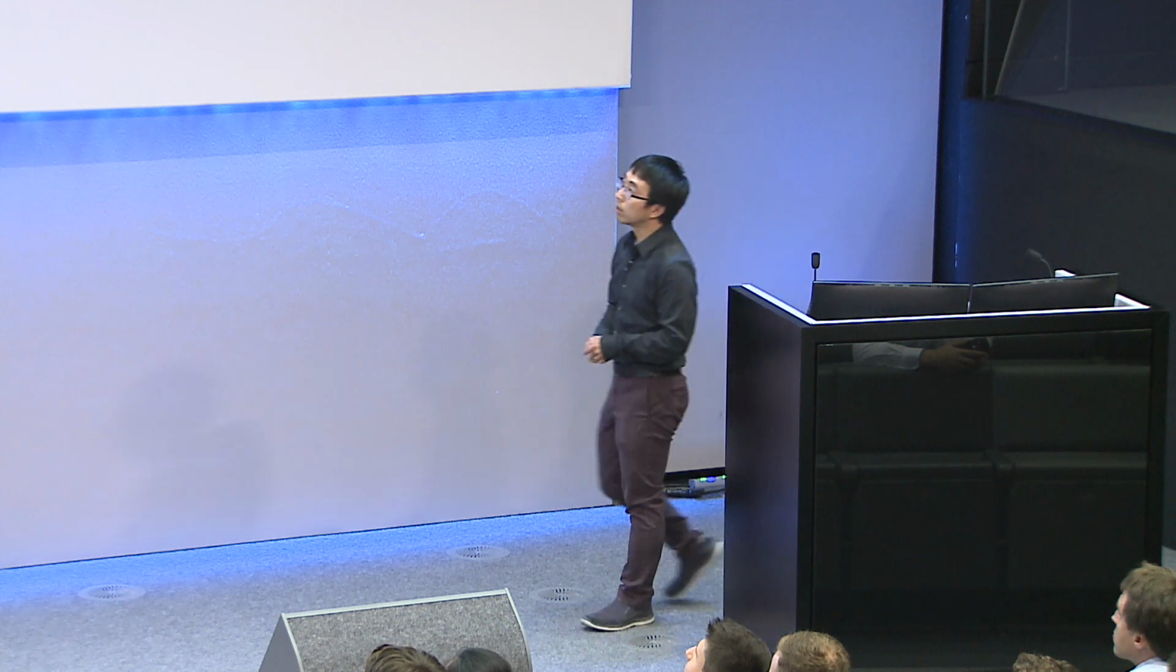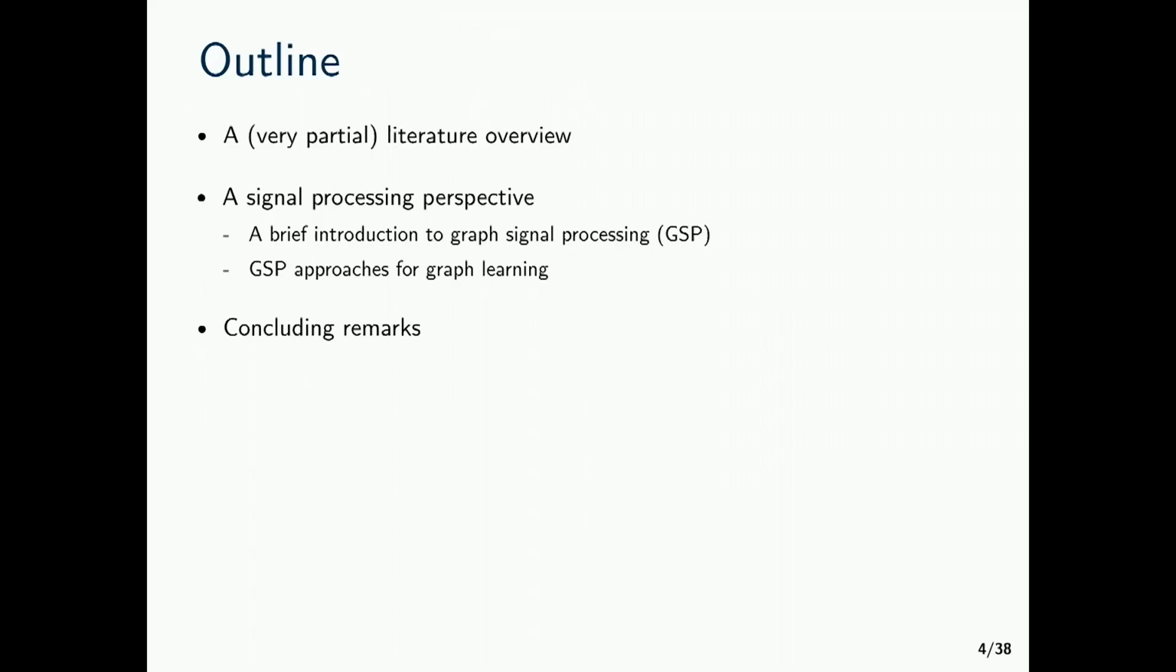So here is the outline of today's talk, which will be briefly split into three main parts. In the first part, I will give a very partial literature review on existing approaches, mainly from a statistical machine learning perspective. Then I will move on to a signal processing perspective, for which I will first give you a very brief introduction to this fast-growing field of graph signal processing, or GSP for short. And then the third part will be a few example approaches in this new area for the problem of graph learning. And finally, I will give some concluding remarks.